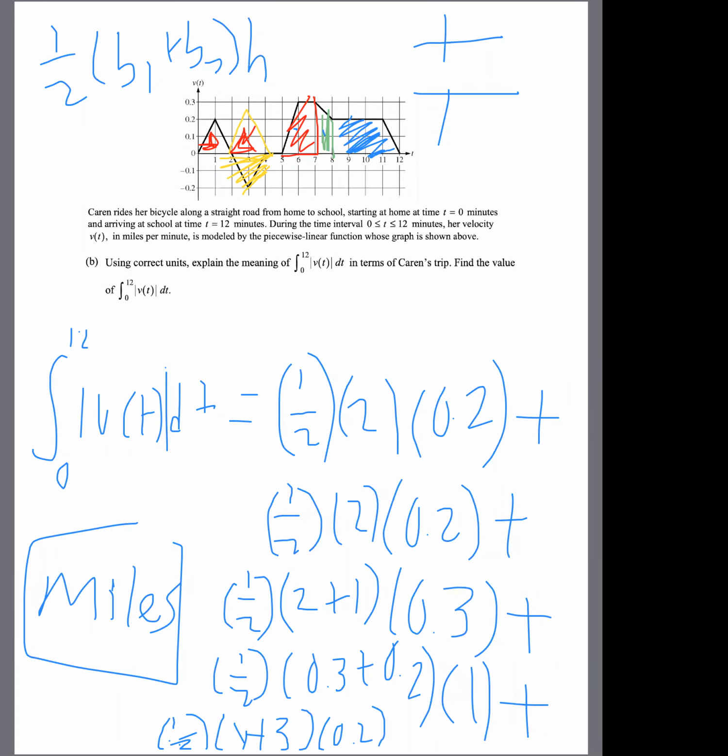Okay, so for the trapezoids between 5 and 8, how come for the first trapezoid we used a base of 2 plus 1, but for the second trapezoid, instead of going from top to bottom, we went from side to side and used 0.3 and 0.2? Like, it doesn't matter as long as you pick, right? It does matter. Remember, the bases have to be parallel.